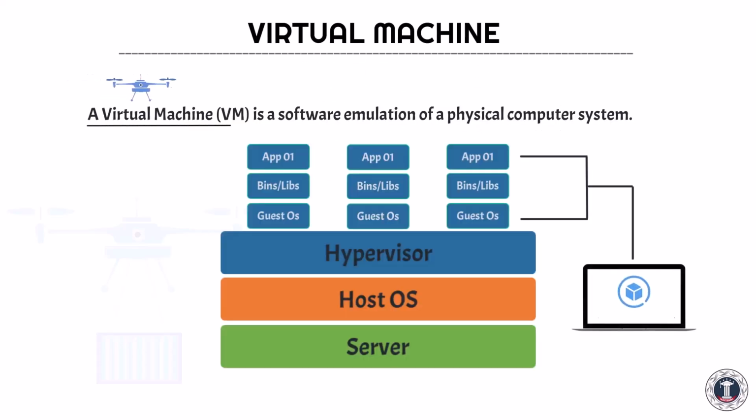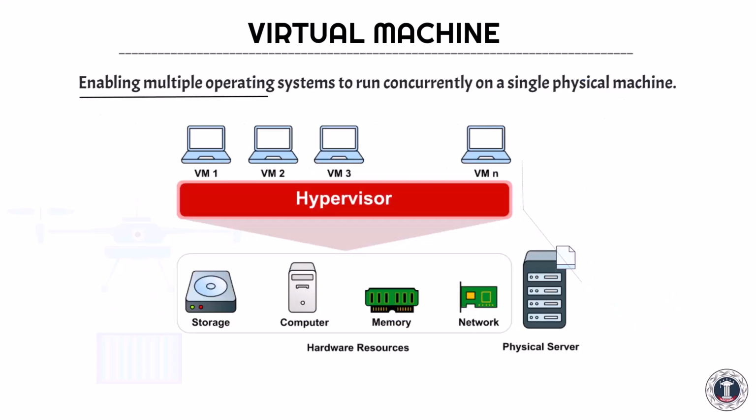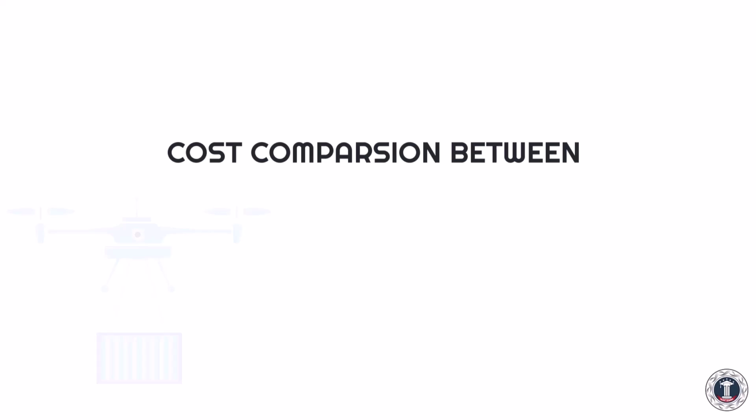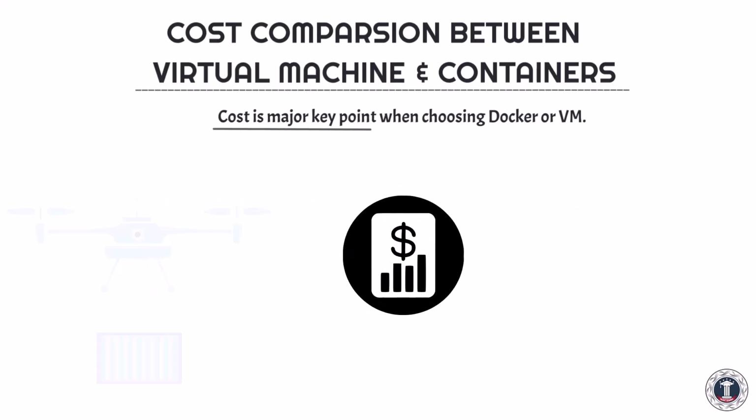A virtual machine, VM. A virtual machine is a software emulation of a physical computer system, enabling multiple operating systems to run concurrently on a single physical machine. Let's now see the cost comparison between virtual machines and containers. Cost is a major key point when choosing Docker or a virtual machine.